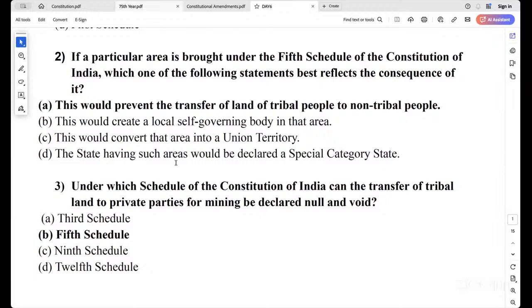Okay. So in the 5th schedule, what are the states included? Okay. What are not included? Okay, leave it. Okay, go to the third question.